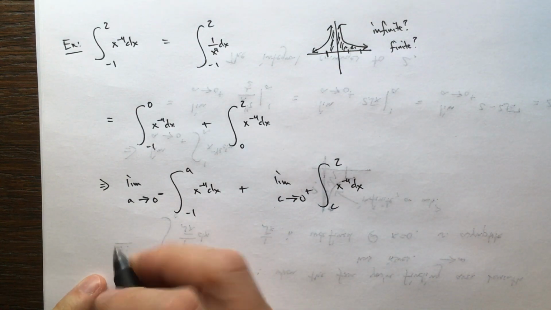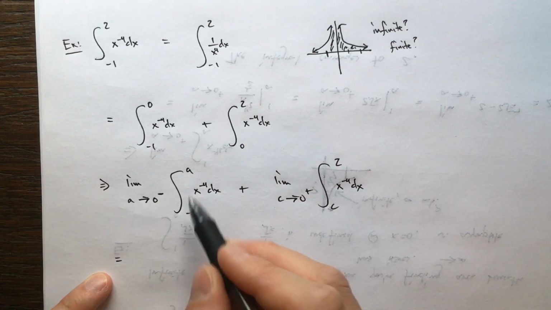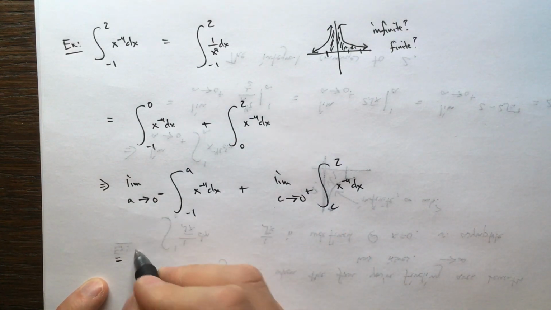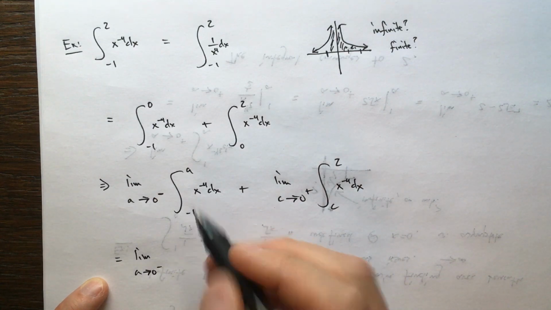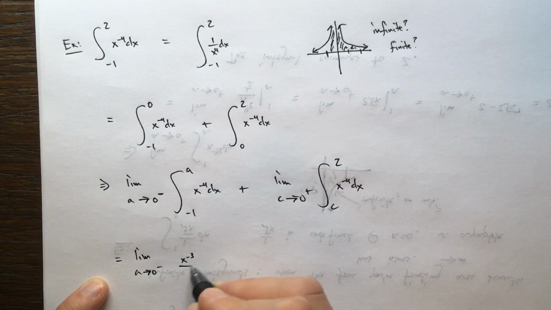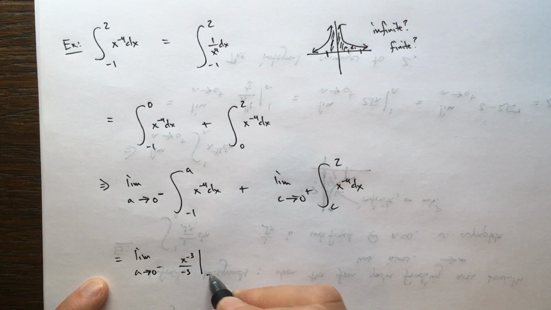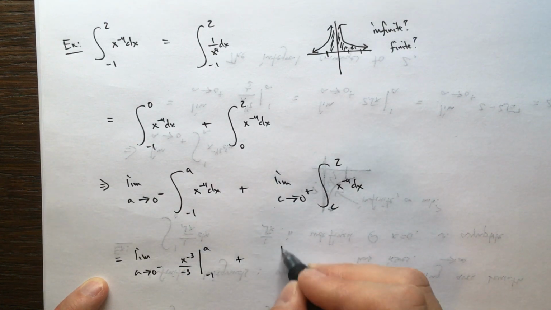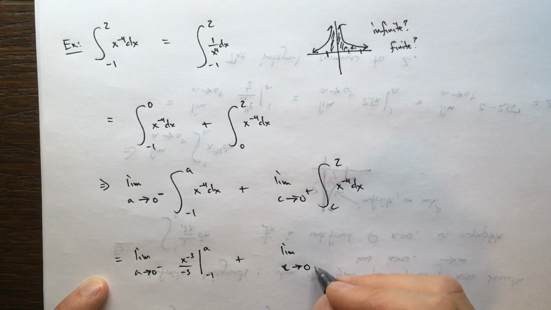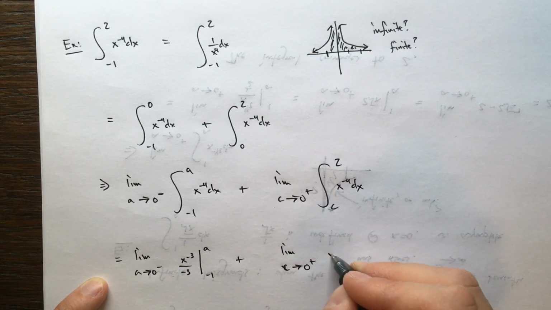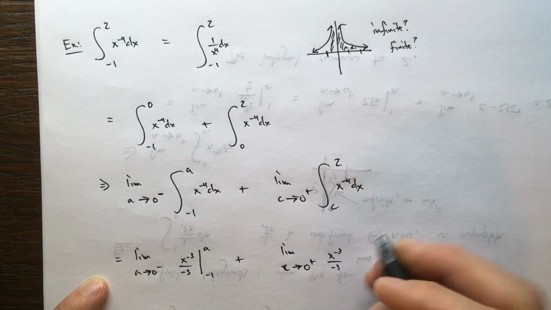Okay, now I can find these and say, great, this is equal to, so I'm going to find this integral right here. The limit as a approaches 0 from the left, this should be x to the -3 divided by -3 evaluated between -1 and a, plus the limit as c approaches 0 from the right of x to the -3 over -3 evaluated between c and 2.